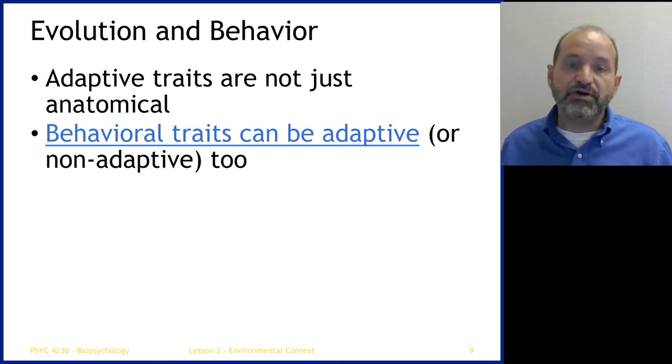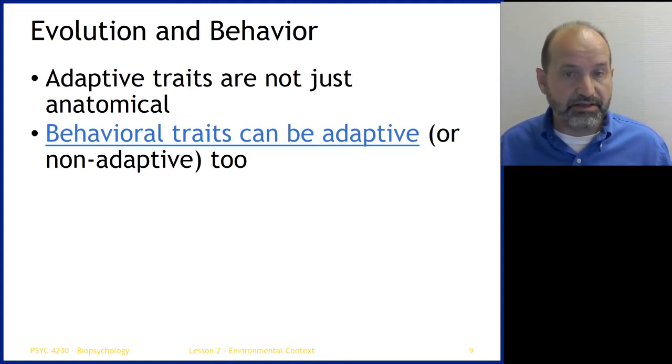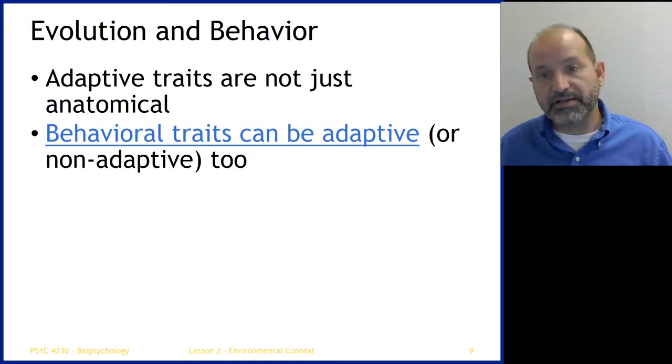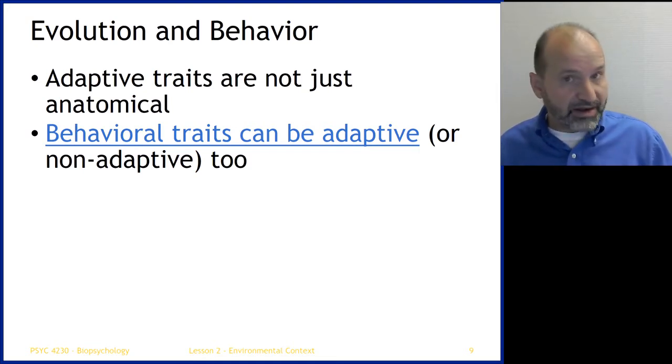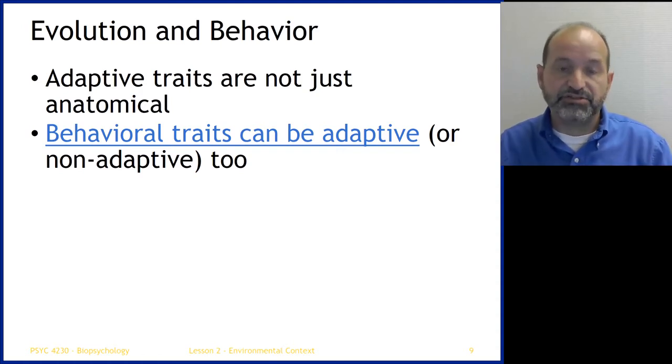But there are also behavioral traits that are not purely anatomical. And some of these are behavioral traits that are heritable and can be passed on. So these traits can be adaptive or non-adaptive, and therefore they can also be subject to natural selection.